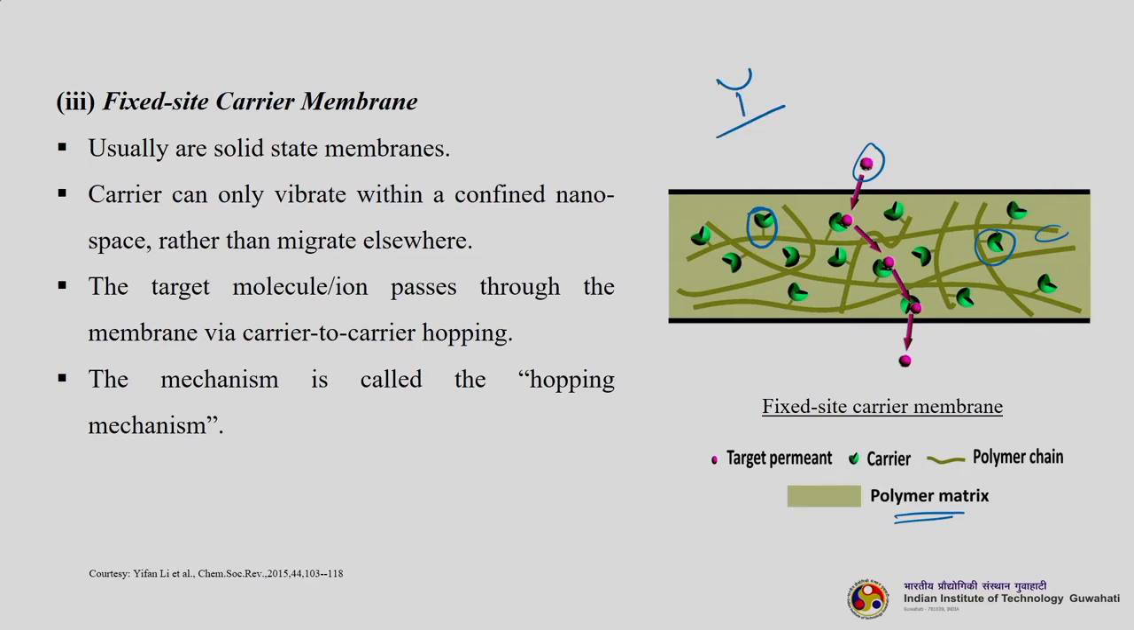The target molecular ion passes through the membrane by carrier to carrier hopping. This mechanism is called the hopping mechanism. Let us see how it will happen. Let us say the solute comes here, okay. Now it comes here and binds here, right. Once it is bound, after some time it hops again here, then it hops again here, then it comes and gets dissociated on the opposite side. So, basically it is a hopping mechanism that takes place in a fixed site carrier membrane.